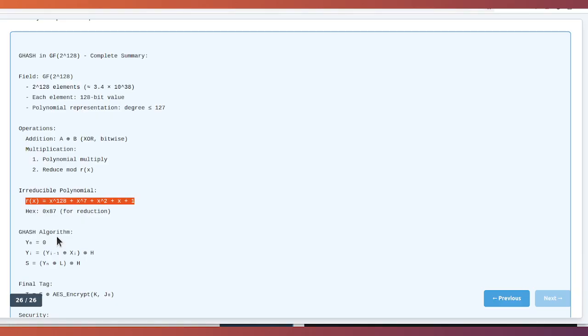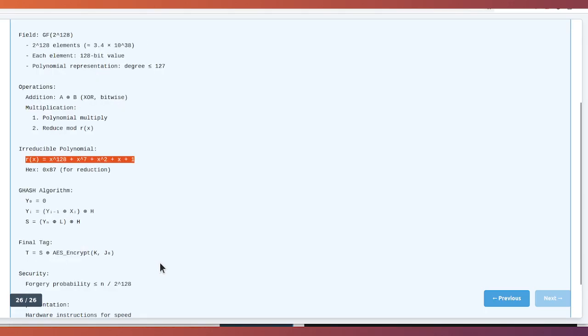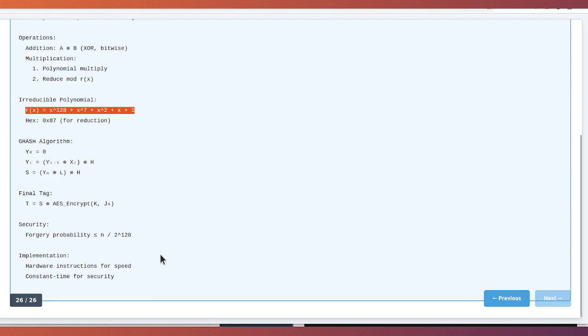For reduction, we use the representation 0x87 in the lowest byte. For GHASH iteration, y subscript i equals the quantity y subscript i minus 1 XOR x subscript i, all multiplied by h in the field. The hash subkey h is derived from the encryption key as h equals AES encrypt of 0 to the 128th. The length block encodes AAD and ciphertext lengths in bits. The final tag T equals GHASH output XOR encrypted counter.